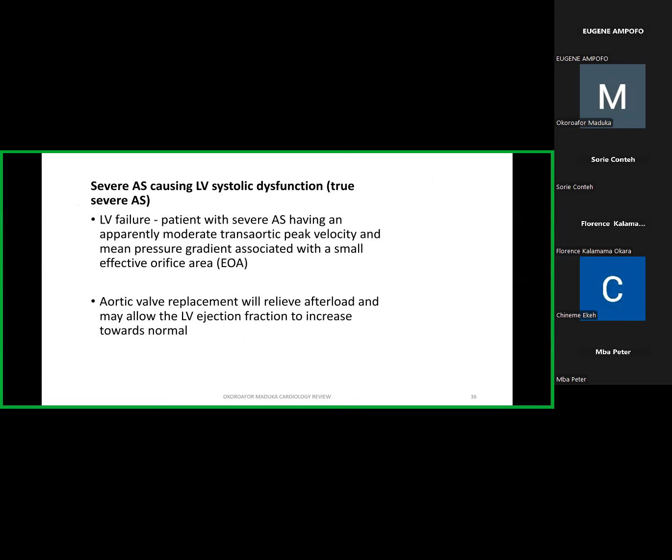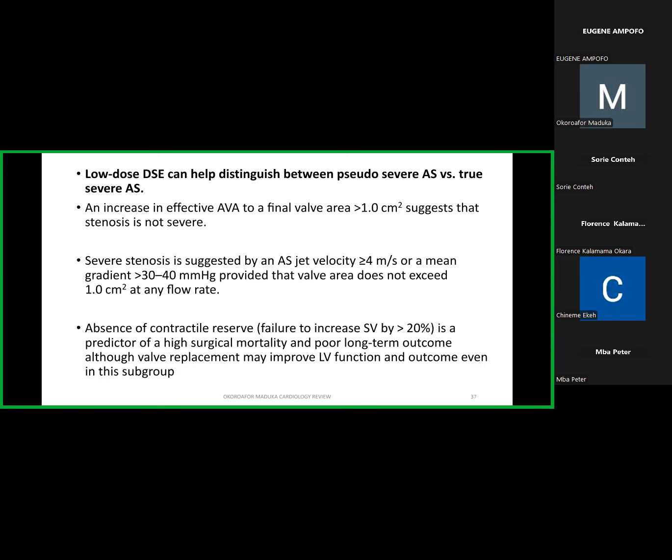So consider the patient with left ventricular failure, with severe aortic stenosis having an apparent moderate transaortic peak velocity and mean pressure gradient associated with a small effective aortic area. Aortic valve replacement will relieve afterload and may allow the left ventricular ejection fraction to increase towards normal.